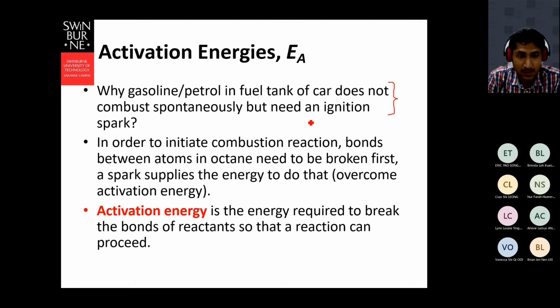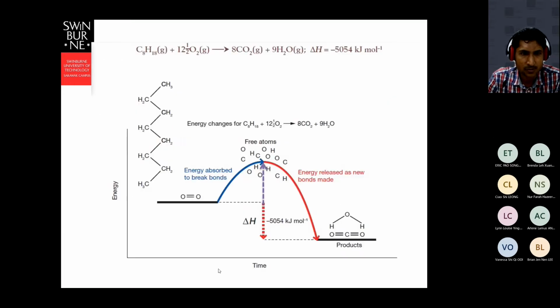What is the problem happening? So we'll see in the next slide with the graphic. And the second thing is that in order to initiate the combustion reaction, bonds between atoms in octane need to be broken first, of course, so that there will be new bonds. If there is already one bond, how to make another bond, right? And the activation energy is the energy that's required to break the bonds to react and produce the products.